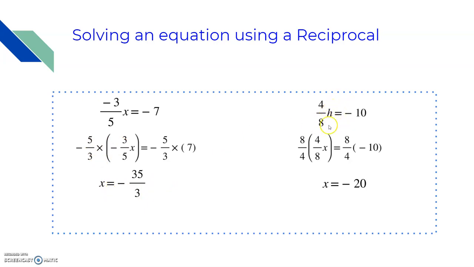Now we have 4 over 8h equals minus 10. Now the reciprocal is 8 over 4 on both sides. They cancel out. X is alone. 8 over 4 times minus 10 is 20.